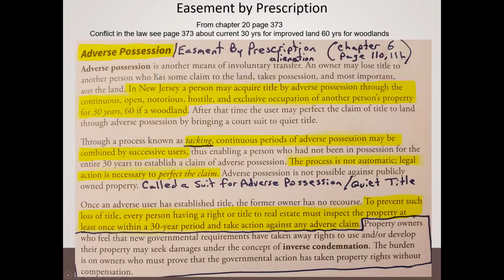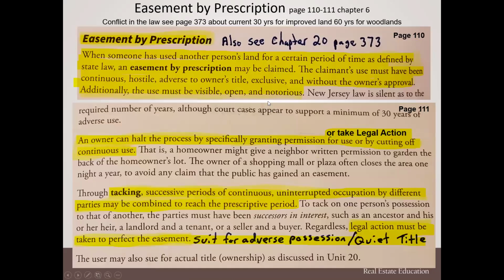See over here in chapter 20, it talks about that 30-year and 60-year period. But in chapter 20 or chapter 6, they say New Jersey's law is silent on the required number of years, although court cases appear to support a minimum of 30 years adverse use. Actually, this person who wrote this book is lost, because it's been in limbo for so long. I guess maybe it's different writers, same writer, I don't know. They lost track, or they just don't know the law here.